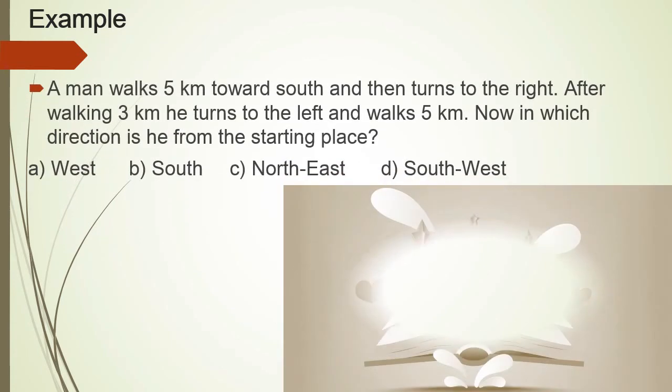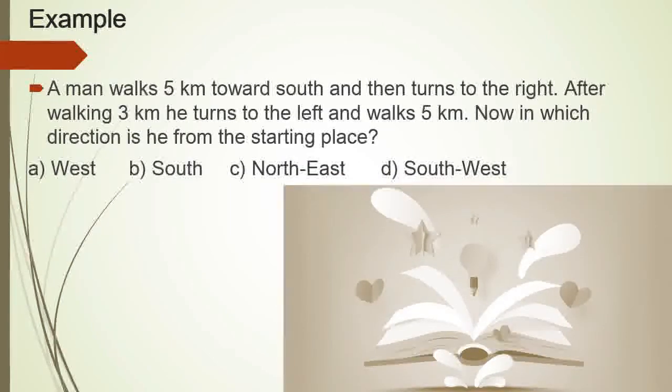Let us understand direction sense with an example. A man walks 5 km towards south and then turns to the right. After walking 3 kilometers, he turns to the left and walks 5 kilometers. Now in which direction is he from the starting place? This is the question. You can think through the answer. The answer for this is southwest.